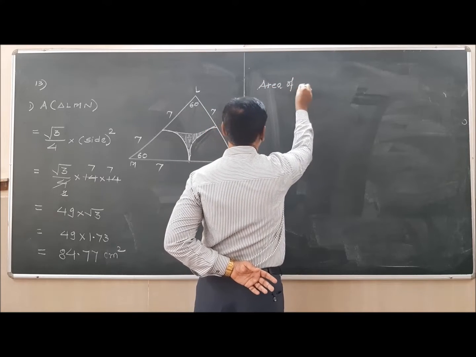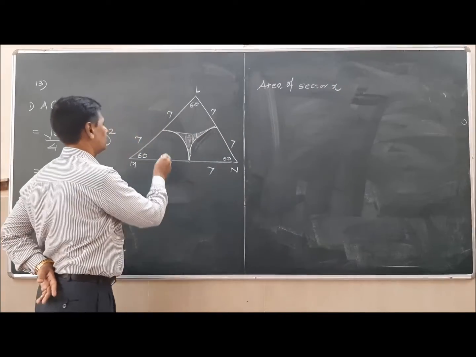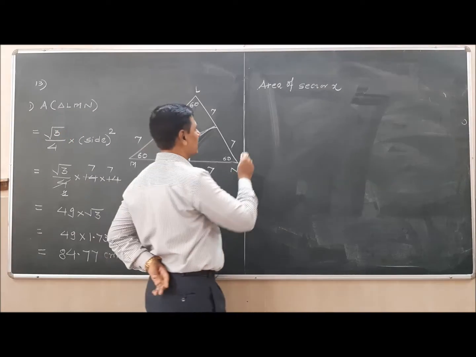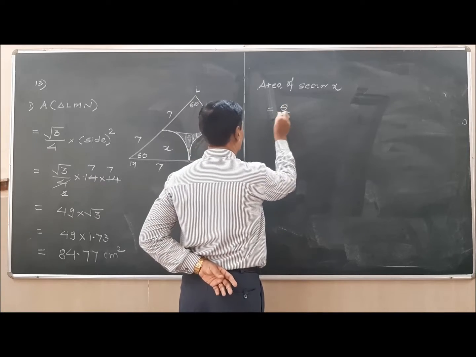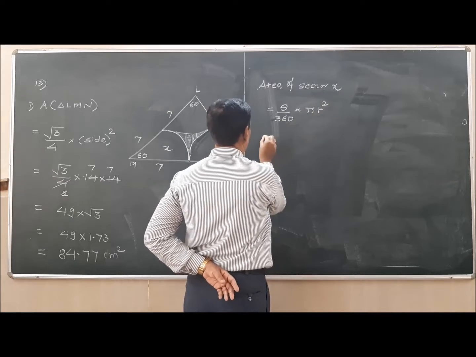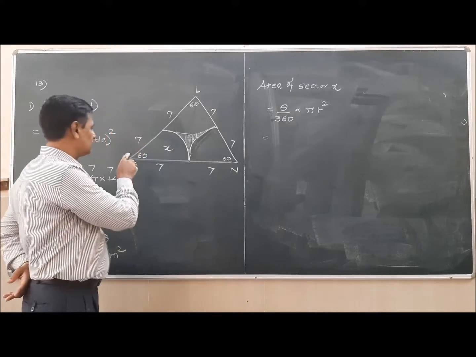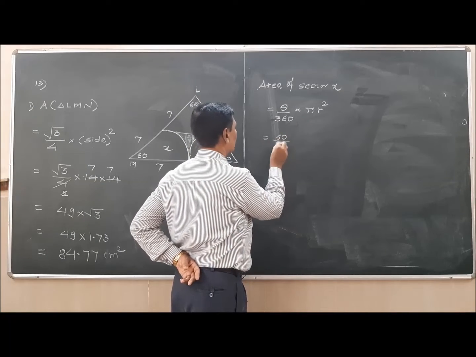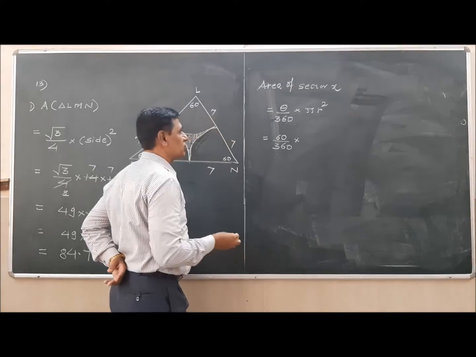So you will find area of any one of these sectors. I label any one of them as X. Then area of sector X is equal to theta upon 360, formula is same, into pi r square. Theta stands for central angle. Central angle in this case is 60. So I'll get it as 60 upon 360 multiplied by pi. Value of pi, you can take it as 22 upon 7.